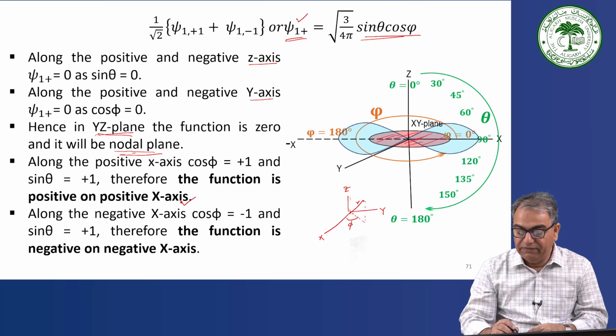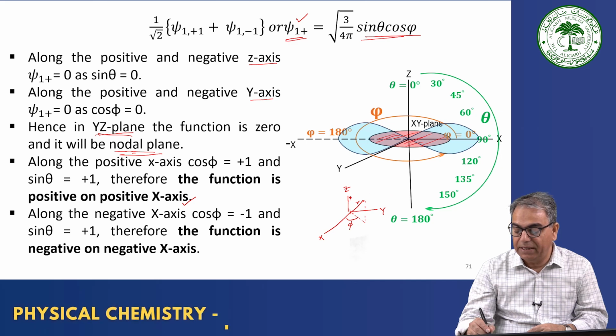And along the negative x-axis, cos phi is equal to minus 1. So what happens along the negative x-axis? If it is 0, then after one complete rotation, after pi, you go to the minus x-axis. So cos phi becomes minus 1 and sin theta becomes plus 1, and therefore the function is negative again. So you have a positive lobe on the positive x-axis and a negative lobe on the negative x-axis.